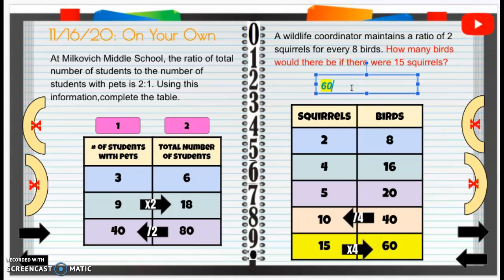So I'm going to put 60 birds. And that is it for the On Your Own. Great job.